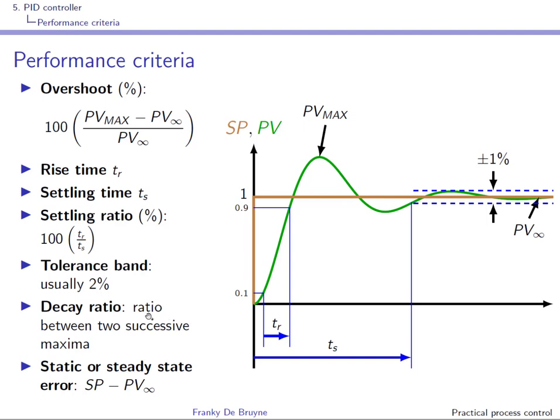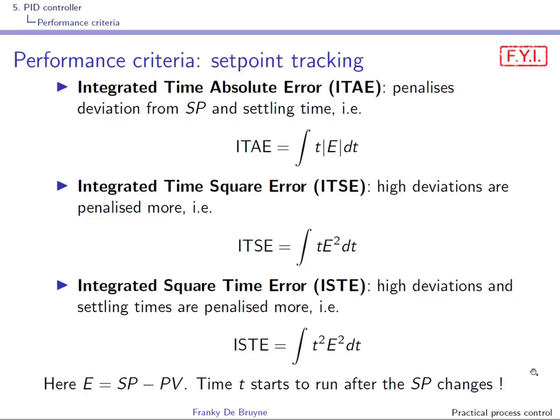We could tune the controller in such a way that for a set point change, the ratio between two peaks was 1/4. And of course here we have the static or steady state error. This is the difference between the set point and the value of PV in steady state.